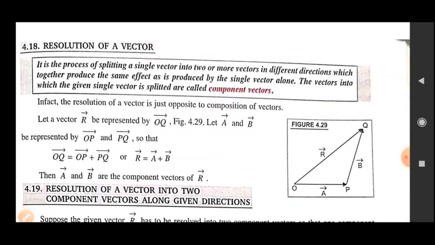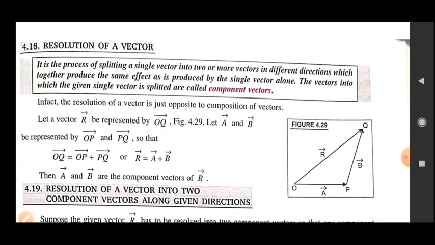Now let's see the next concept, that is the resolution of a vector. So let's see what the resolution of a vector is. It is the process of splitting a single vector into two or more vectors in different directions, which together produce the same effect as is produced by the single vector alone. The vectors into which the given single vector is split are called component vectors.